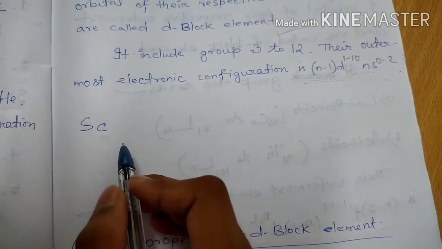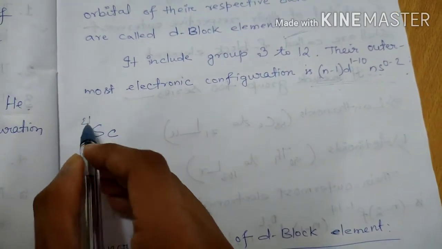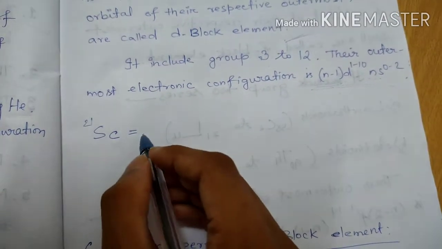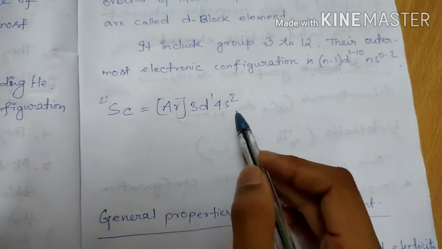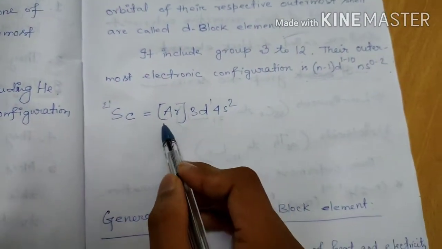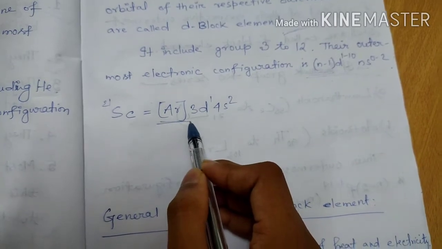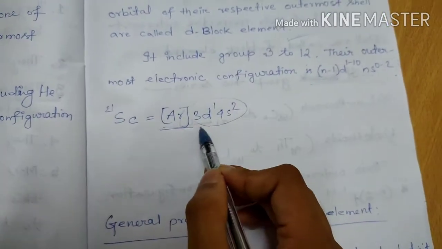Scandium, the atomic number of scandium is 21. Then the electronic configuration will be argon 3d1 4s2, that is, this is the noble gas configuration and this is the valence electron configuration.